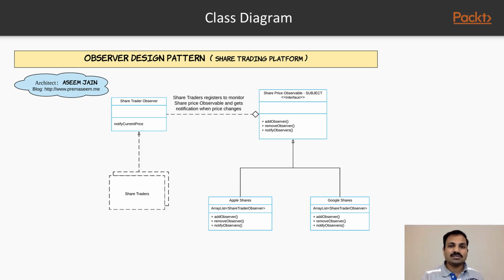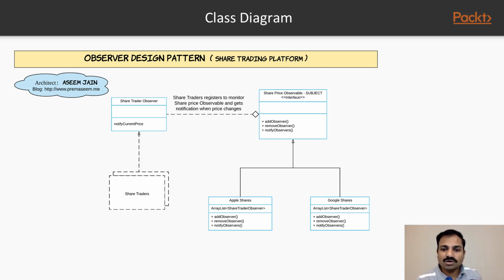Let's understand this with the diagram. Here is our subject, which is the share price observable, which is an interface. It has a few methods for adding the observer. There would be several share traders, like the share trader classes, and they call the add observer method, wherein the subject keeps a list and adds only those observers which are interested in watching that particular share.